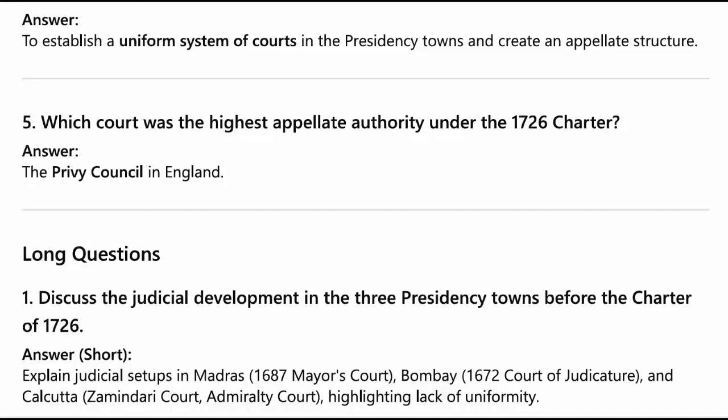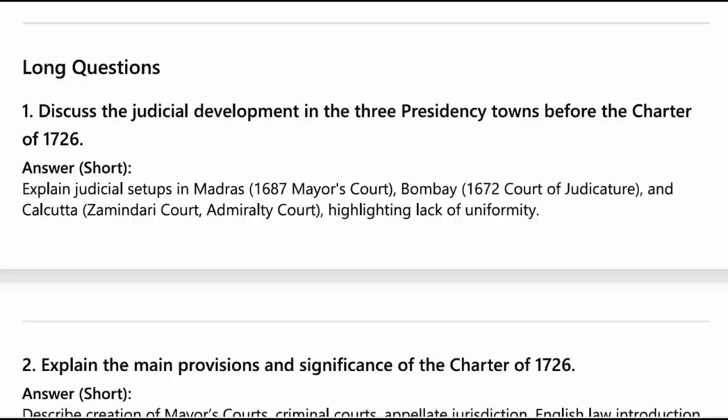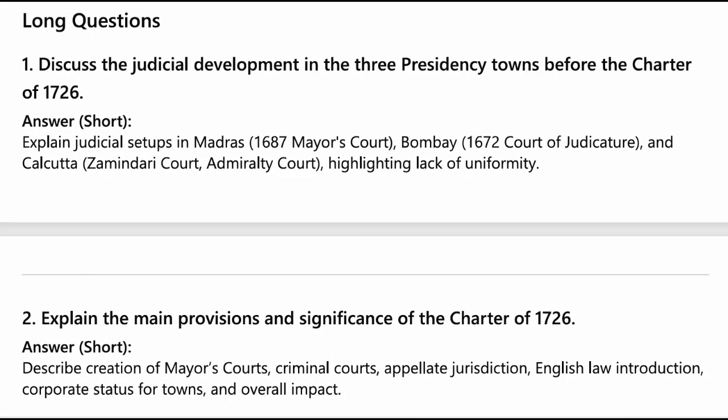Which court was the highest appellate authority under the 1726 Charter? The Privy Council in England, or also known as King in Council, was the highest appellate authority under the 1726 Charter. So for long questions, we have to write. Let us understand the first question.